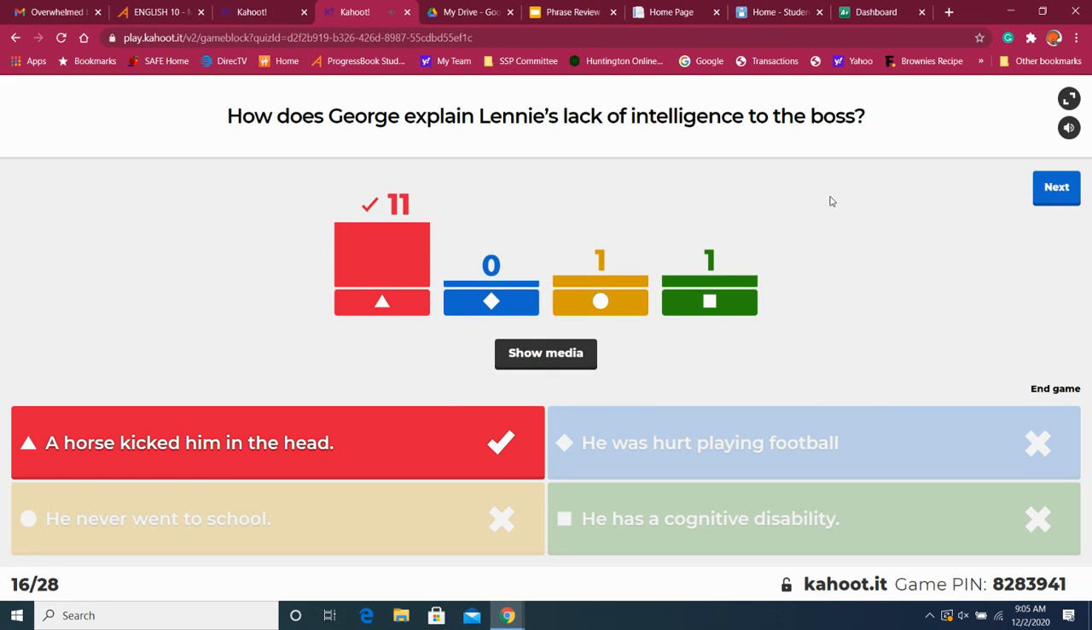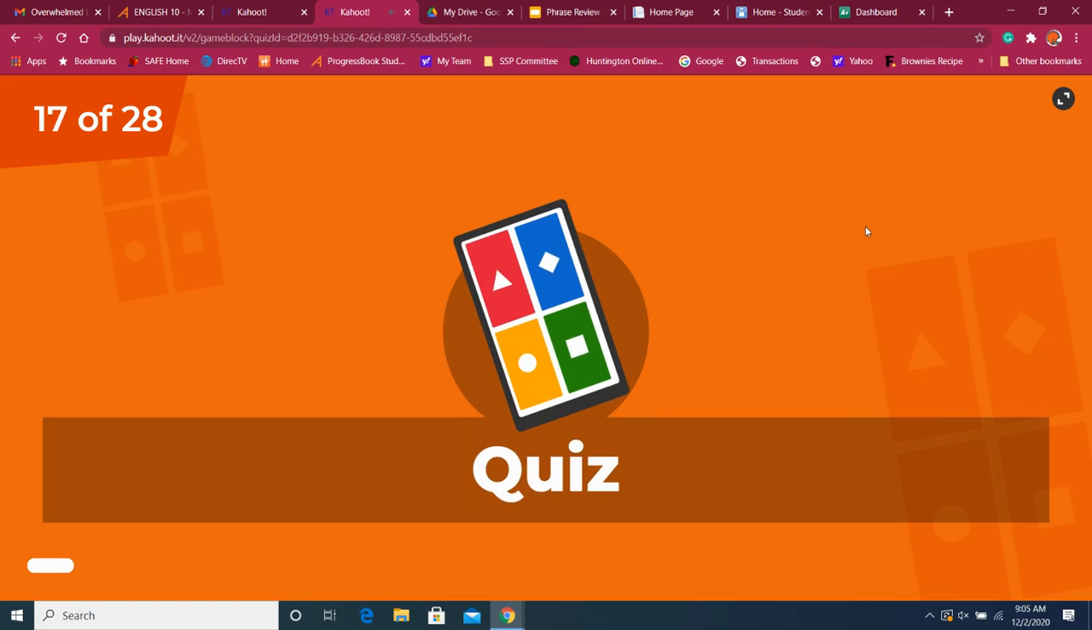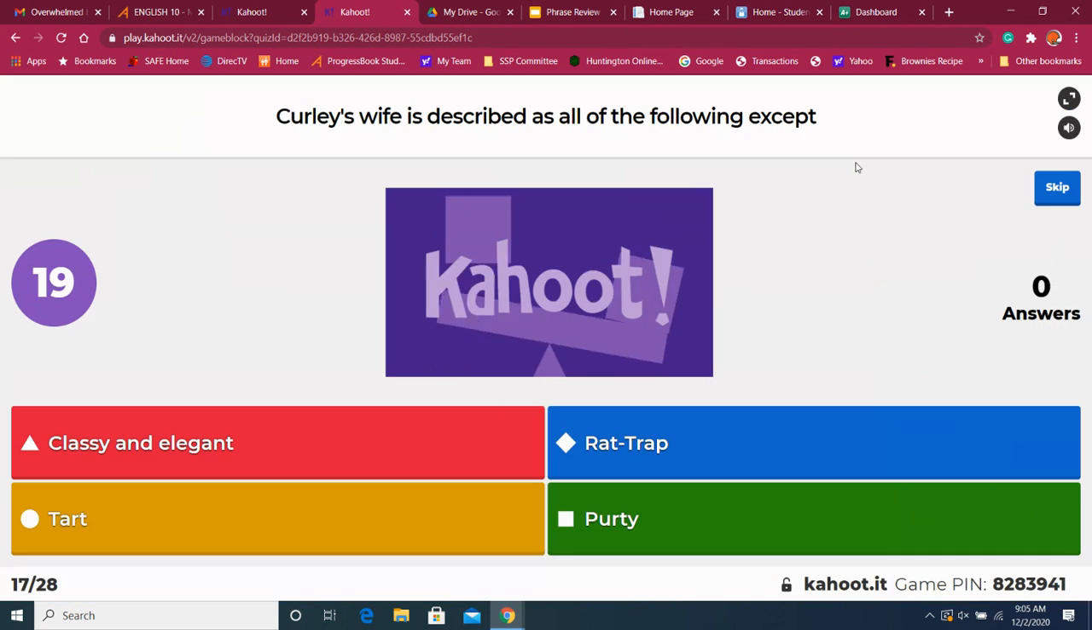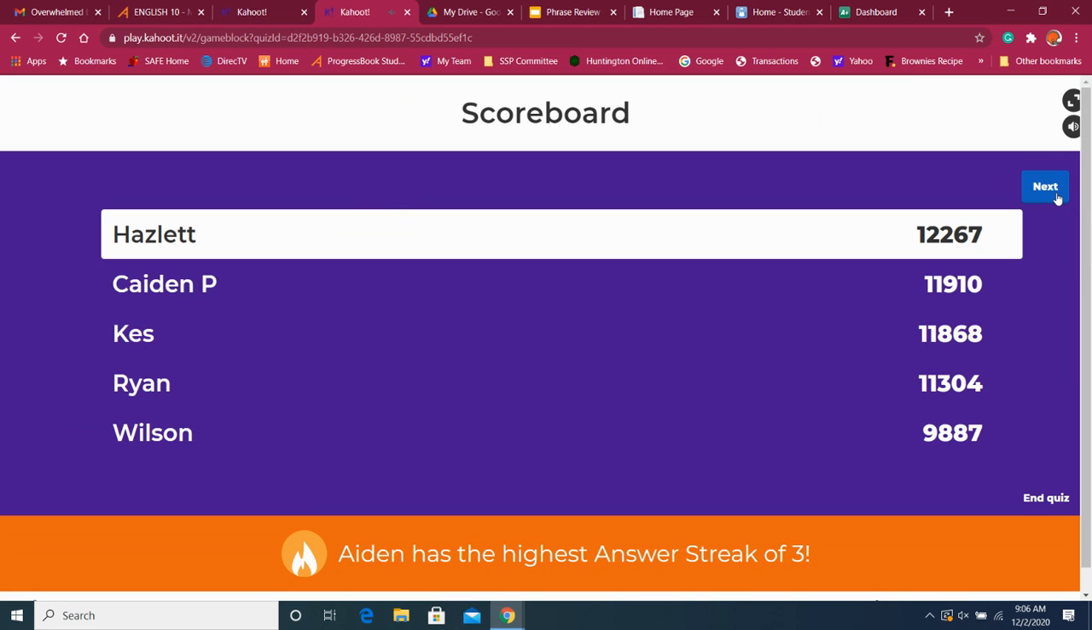Oh, yes. A horse kicked him in the head. All right. Curly's wife is described as all of the following except classy and elegant, a rat trap, tart, purdy. Yeah, she is not described as classy and elegant at all. No.